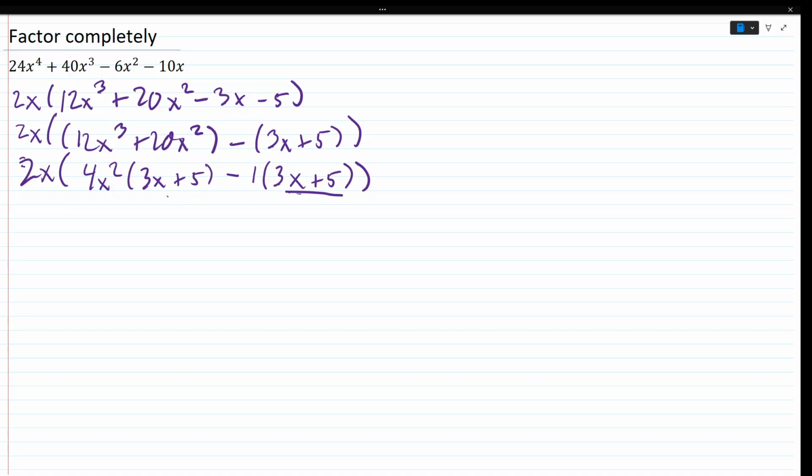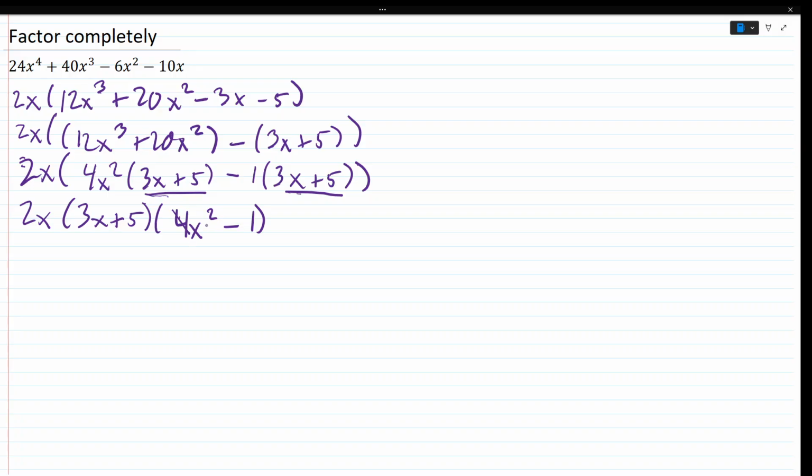Now inside the big parentheses, we have the common binomial factor of 3x plus 5. So we factor out that 3x plus 5. From the first term, we still have that 4x squared, and from the second term, we still have that minus 1. Now one thing to note, this one actually does factor even further.